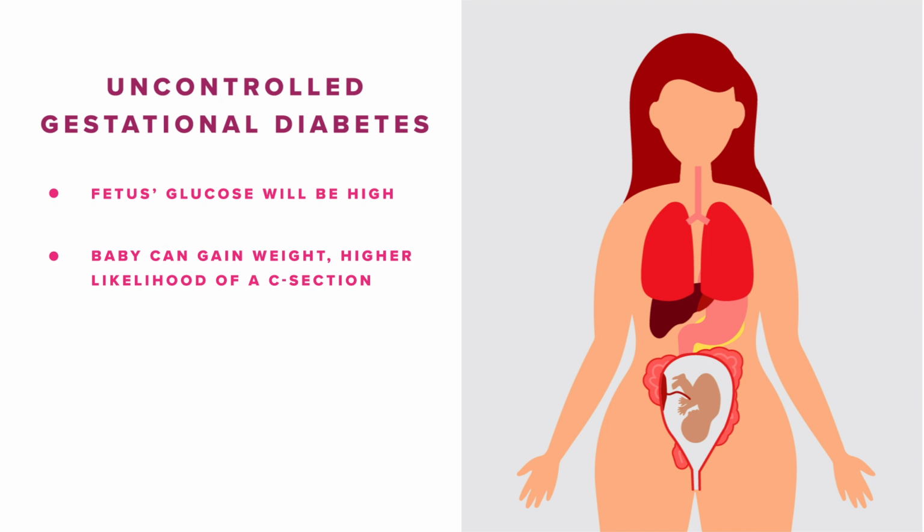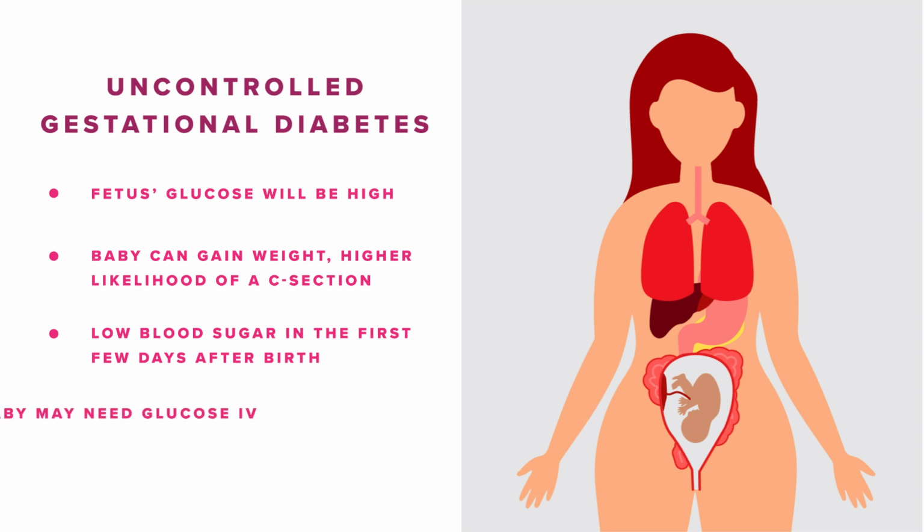Soon after birth, the pancreas of a baby who had high glucose during pregnancy can continue to secrete high levels of insulin until it adjusts to no longer getting high glucose. That can lead to your baby's blood sugar going too low in the first few days of life. You may need to feed the baby right away and give the baby glucose through an IV.